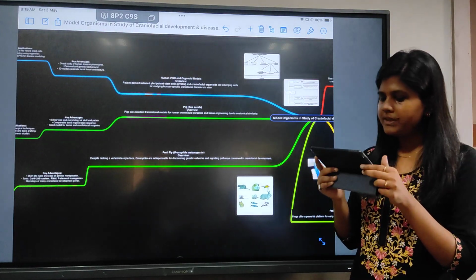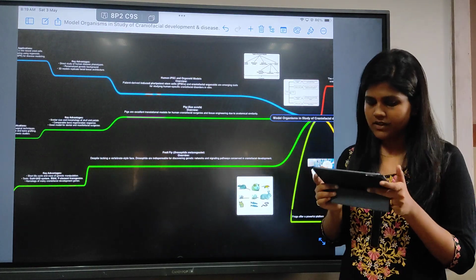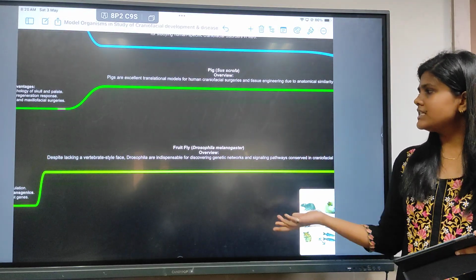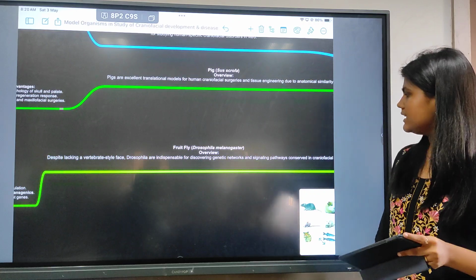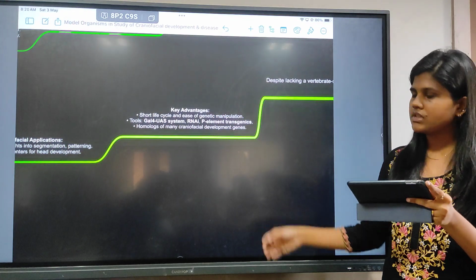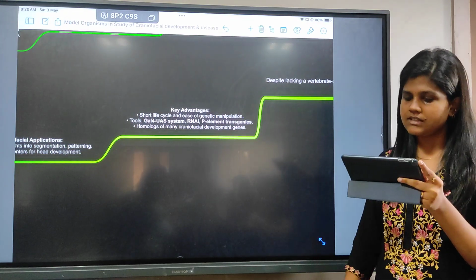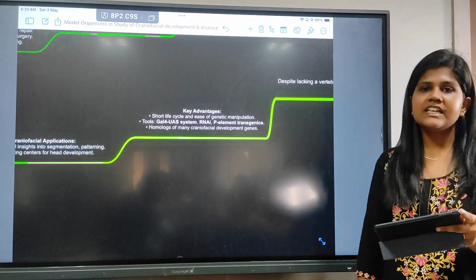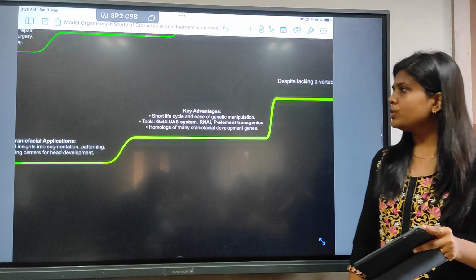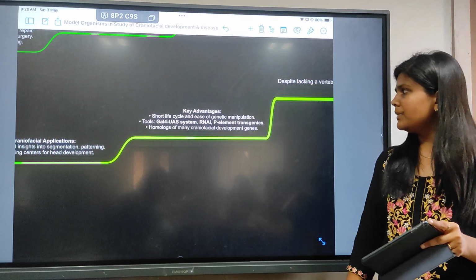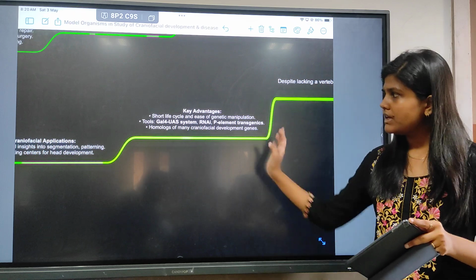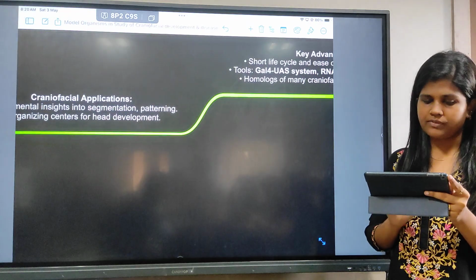So next would be the fruit fly, Drosophila melanogaster. Despite lacking a vertebrate-style face, Drosophila are indispensable for discovering the genetic networks and signaling pathways conserved in craniofacial development. Why we choose this fruit fly is they have a very short life cycle and ease of genetic manipulation. The tools which are used are the GAL4 UAS system, RNAi, and P element transgenics. So homologs of any craniofacial development genes can be studied using this fruit fly.